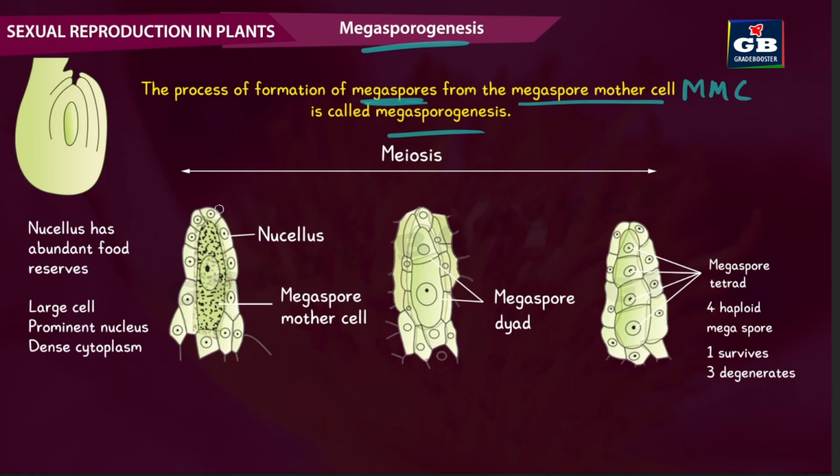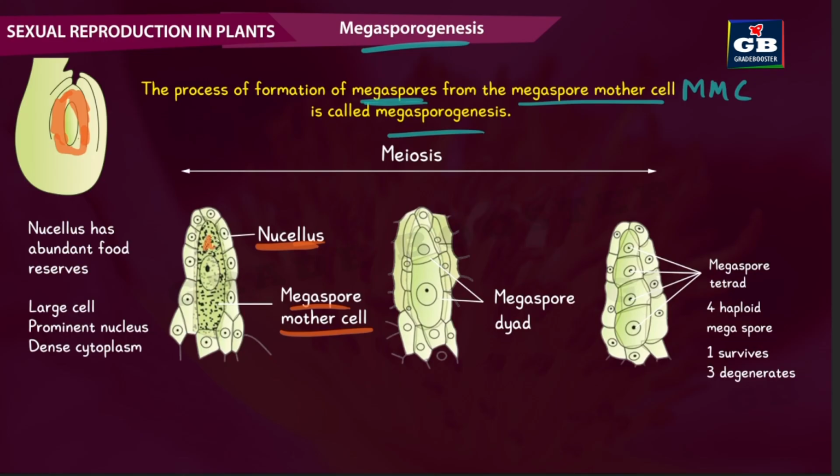So where is the megaspore mother cell? Here we can see this area is the nucellus. This highlighted area is the nucellus. Here we have taken the cells of the nucellus, and one of the cells of the nucellus differentiates. It develops into the megaspore mother cell. This is the megaspore mother cell.